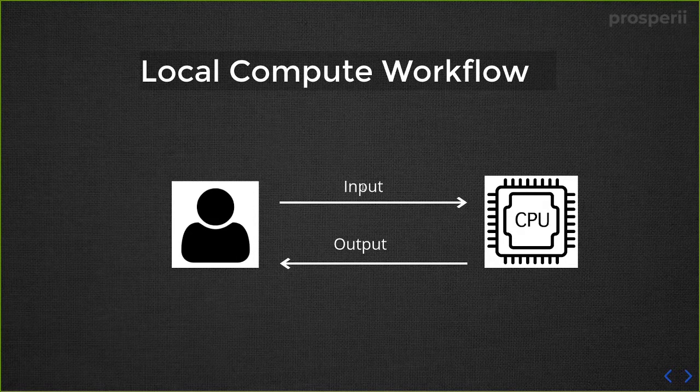The input happens by some input devices like a keyboard or a mouse, and the output happens by some output devices like a printer or a display or a monitor. So in a way, there is two-way communication established between a user and a processor, and essentially this is what is called a local compute workflow. Every other component inside a computer system is only present in order to facilitate this communication properly.